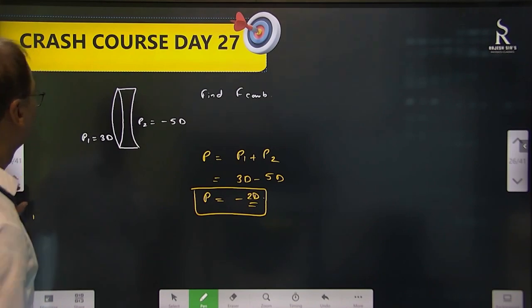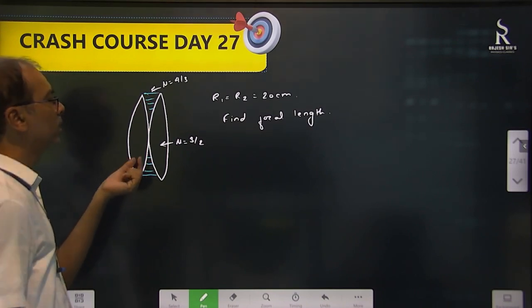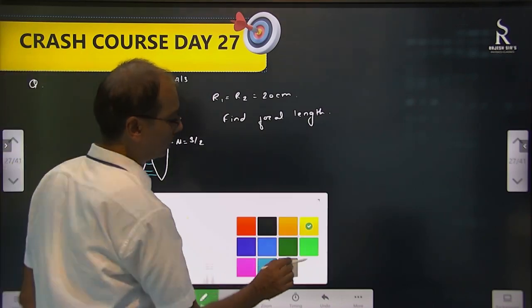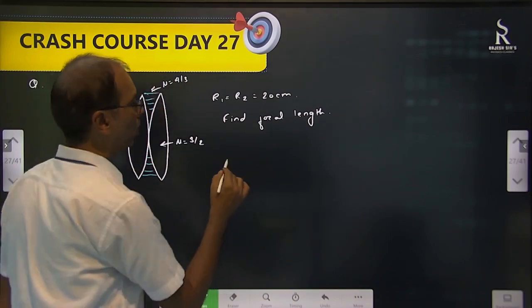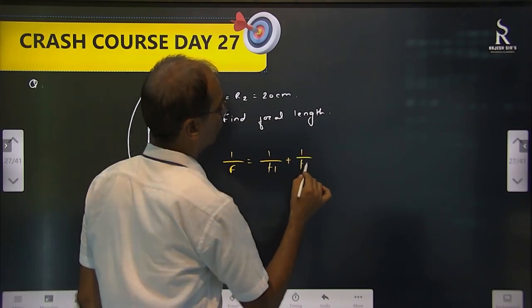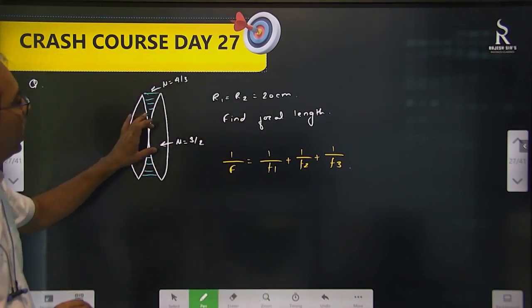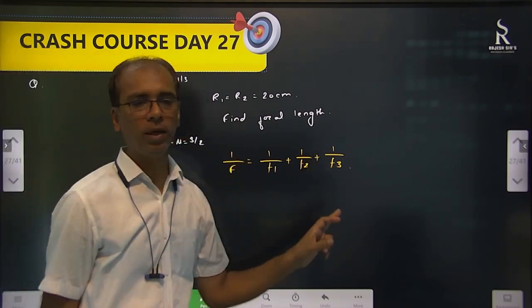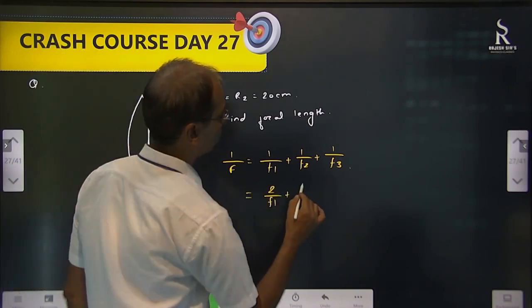Okay. Next, this is interesting. Now, two convex lenses are there. In between, water is there. So there are three lenses, 1, 2, 3. We have to find the combination's focal length. So what we have here, P equal to P1 plus P2 plus P3, or 1 by F equal to 1 by F1 plus 1 by F2 plus 1 by F3. Now, good thing about this is, the first one and this one, these two convex lenses, are similar. That means 1 by F1 and 1 by F3 are same. So we can write this as 2 by F1 plus 1 by F2.